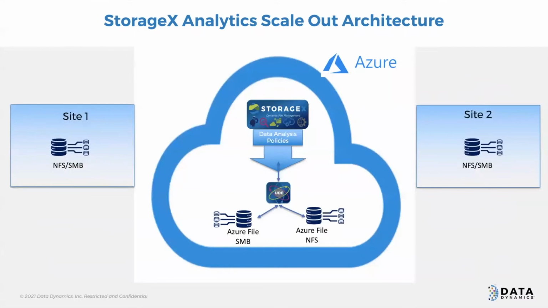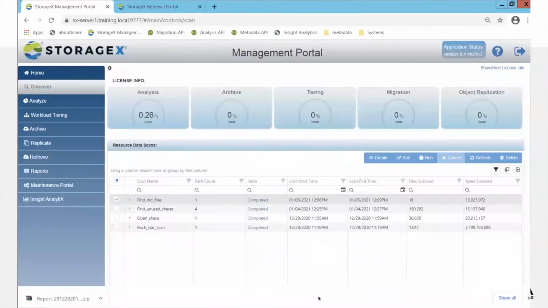When we talk about the scale-out architecture, typically what you would do is deploy StorageX into Azure, and you would deploy a UDE to move files in between objects and files in Azure. You can also deploy our UDEs, or Universal Data Engines, into sites that are off-site of Azure and move data between those sites or between Azure and your on-prem sites. The nice thing about this is you can deploy as many UDEs as you need to get the job done as fast as you need.